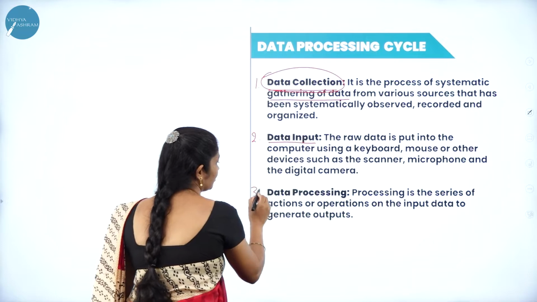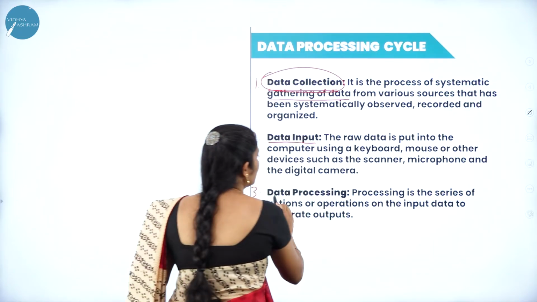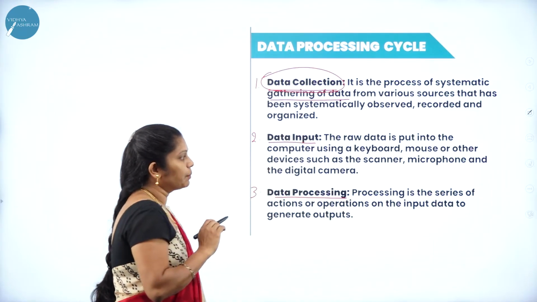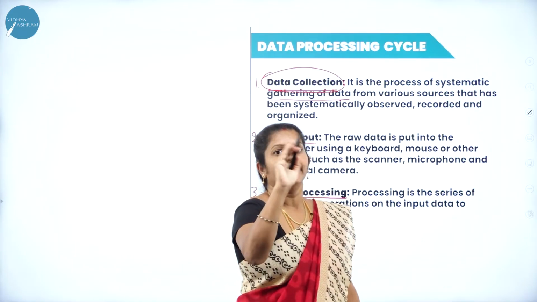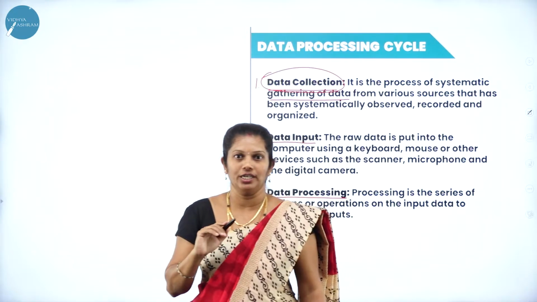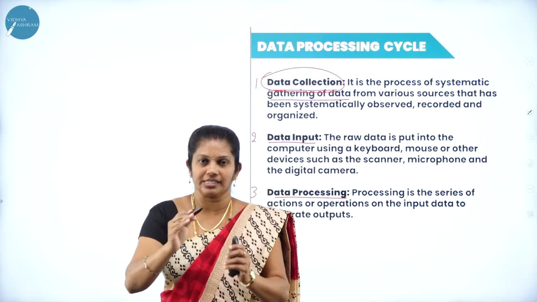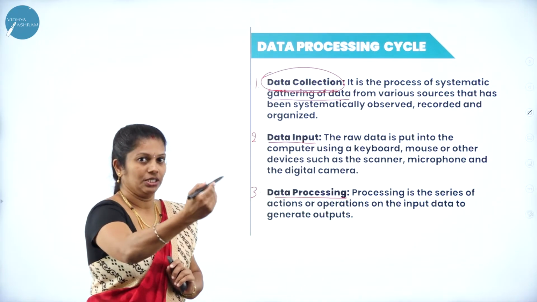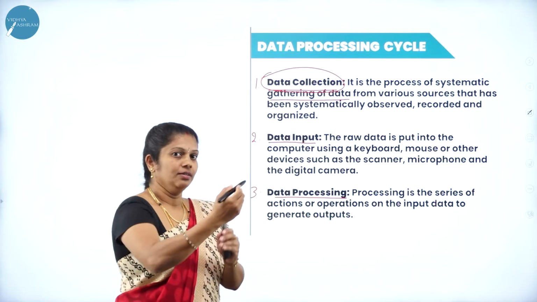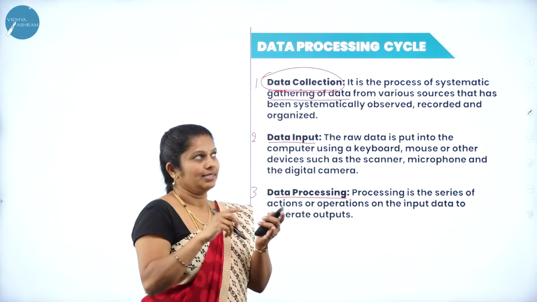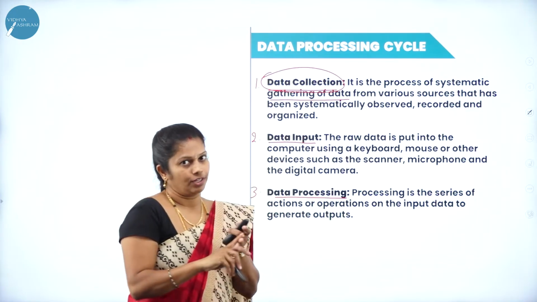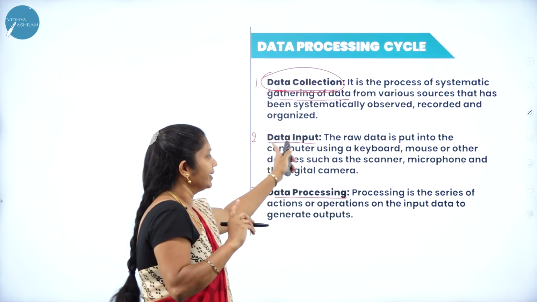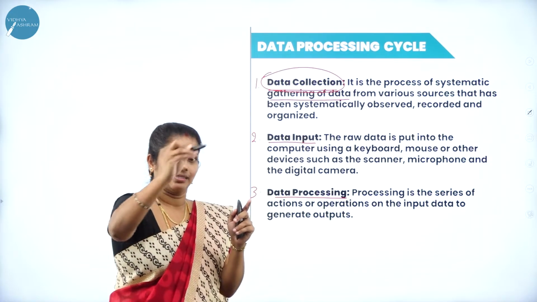Then third stage is data processing. Data processing is a series of actions or work. It converts data into information. In sambar preparation, first I collected all the ingredients. That can be called as data collection. Then afterwards I will put that for the processing. That is data input. Then I will process one by one.